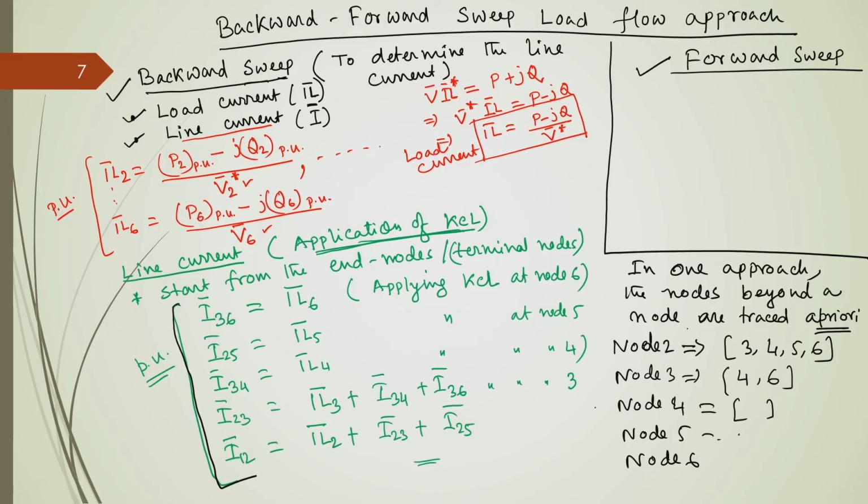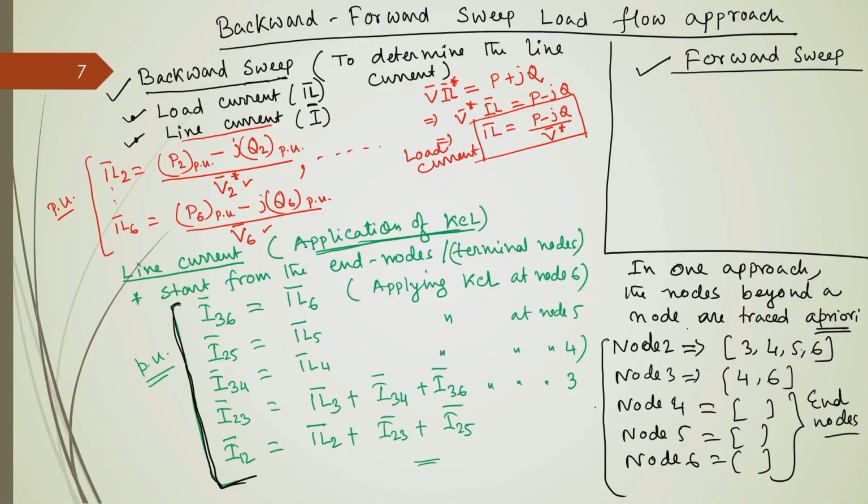Beyond that there is no node, these are void. So, these are terminal nodes, and there are no nodes beyond that. Once you can trace this, your task to determine the line current becomes easier, because this does not need any iterative approach. You only need to trace what nodes are beyond a particular node, and with this information you can find out the line current. How?